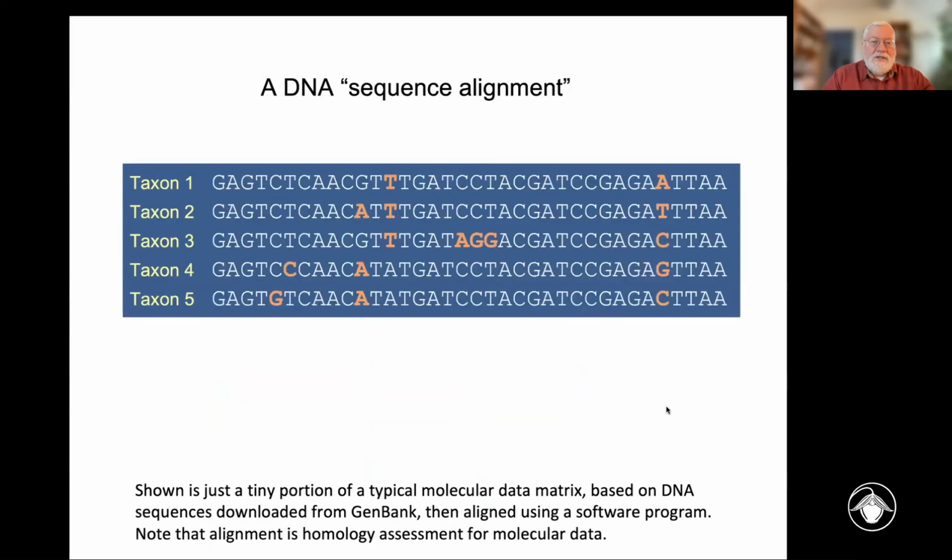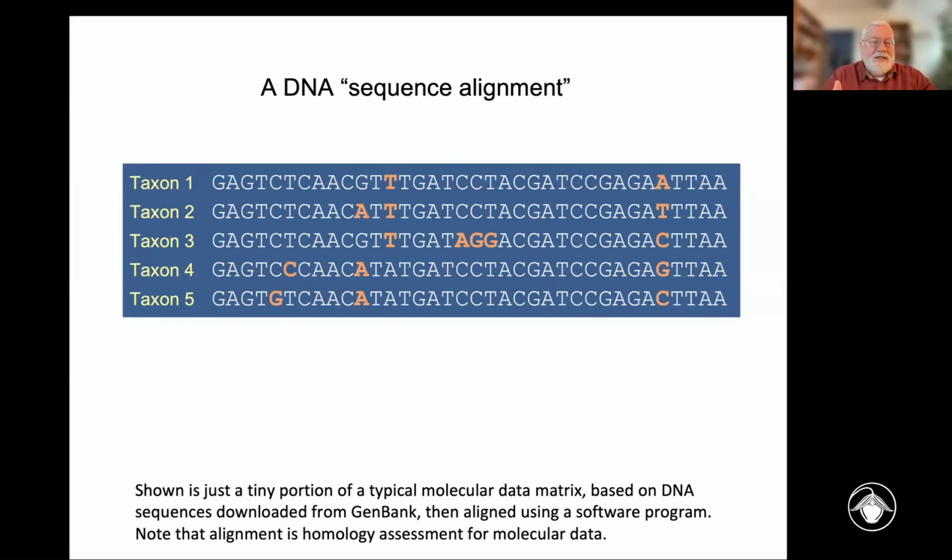But then you also have homology at the DNA level, and what's called a sequence alignment, and this is really important, so I'm going to take a second on it. It's when we sequence a gene from an individual organism, that's an item of data.